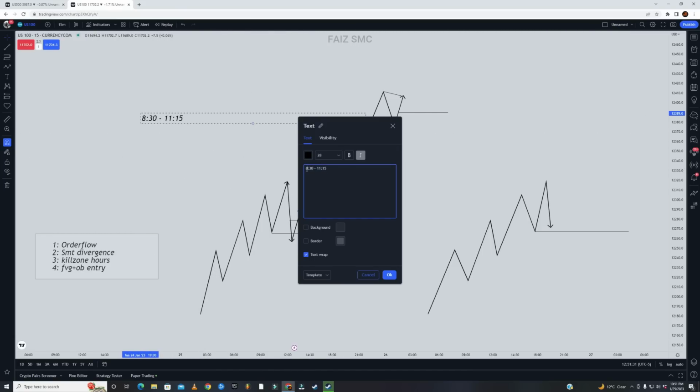For indices, it's 9:30. Okay, so your entry must be at precise 9:30 or after 9:30 and not later than 11:15. And you should not trade after 11:30. Like if you have a trade opened, you should close it by 11:30.